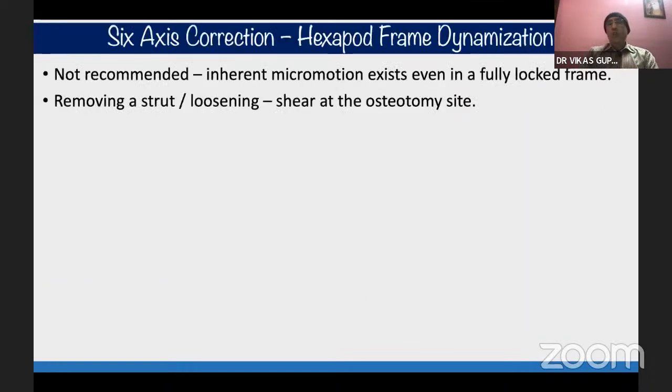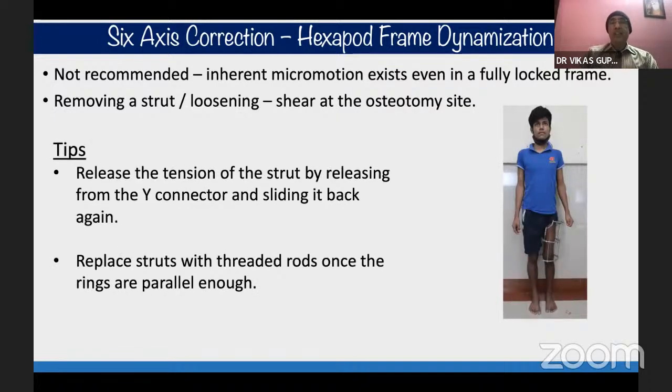So what about the dynamization? It's still an unresolved issue, though not recommended in the hexapod because inherent micro motion exists even in a fully locked frame. And removing a strut or loosening can cause shear at the osteotomy site. So what are the tips? One of the tips is to release the tension of the strut by releasing it from the Y connector and slide it back so that the bone now takes more load.